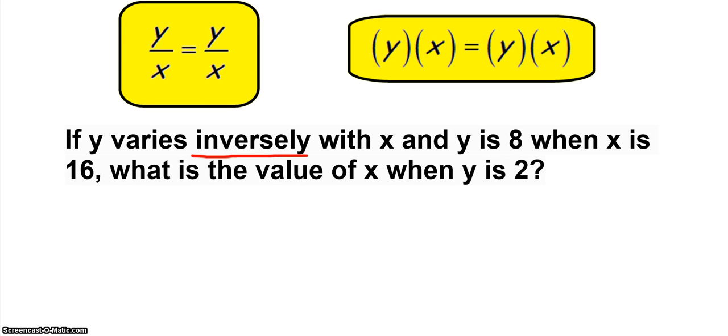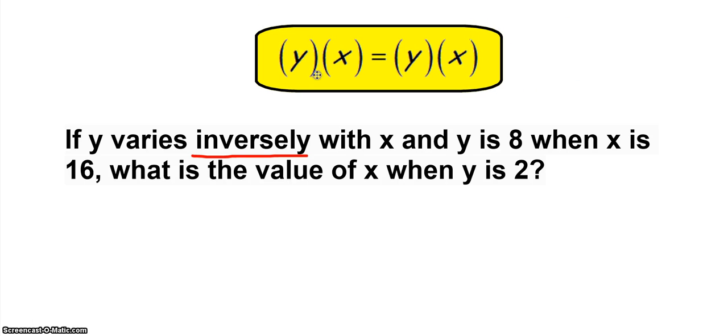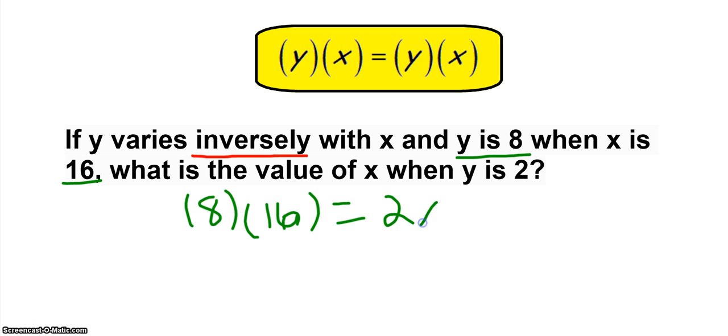So we're going to use the formula for the inverse, which will be y1x1 equals y2x2. So now looking in the problem, I got y is 8, so I'm going to have an 8 when x is 16. So 8 times 16. That's equal to asking for the value of x when y is 2. So 2 times x.